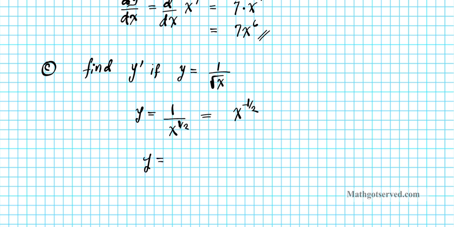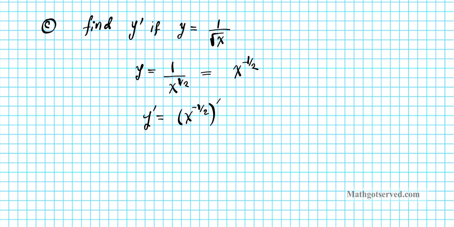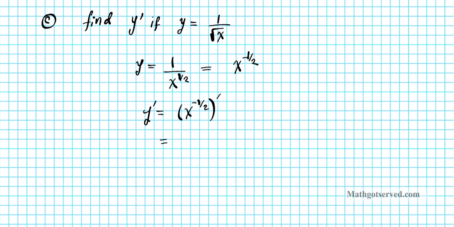Okay, so y prime is going to be x to the negative 1/2 prime. Okay, so the same power rule applies here. So to do that, what we'll do is the power down, bring down the power, negative 1/2, negative 1/2, x to the, and then you subtract 1 from the power, negative 1/2 minus 1.